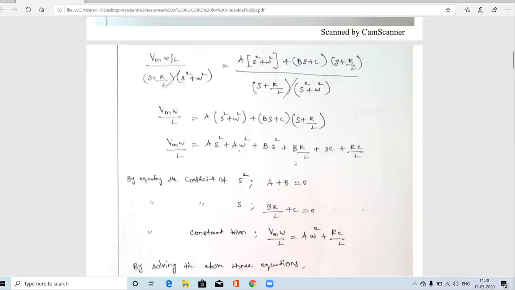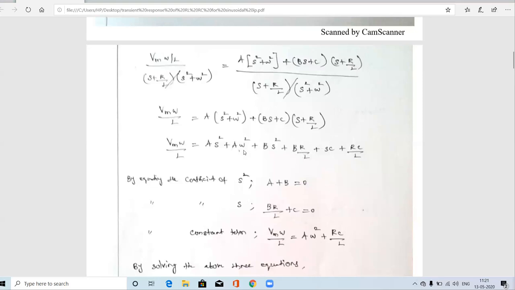Similarly, check these two things, s into C. Then another one, s B R by L. Here you multiply this Bs with R by L, and we will get one s. Just write here one s. So these two terms are the s coefficient, correct? These two terms are the coefficient of s.